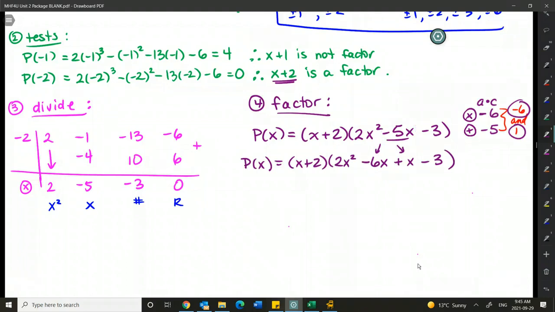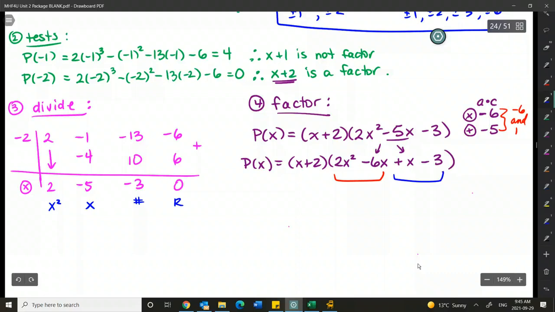Okay, some of you guys probably already know this process. This is the last time that I'm going to go through this process slowly, because this was grade 10 and also grade 11, right? I would expect that people know how to do this by now. So we're going to factor by grouping.